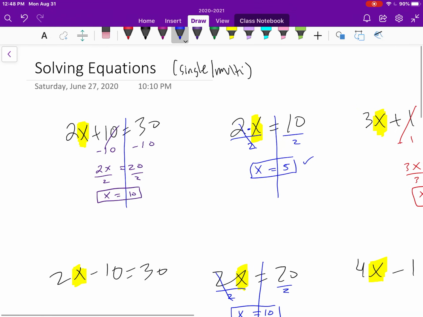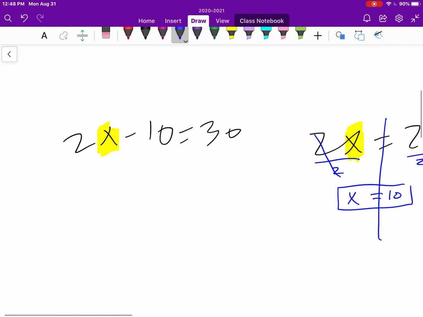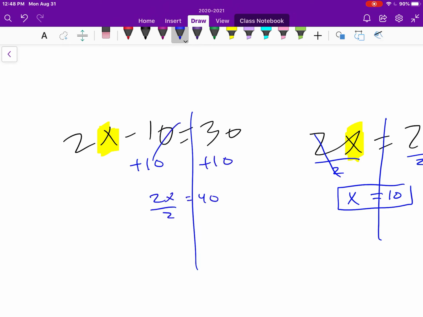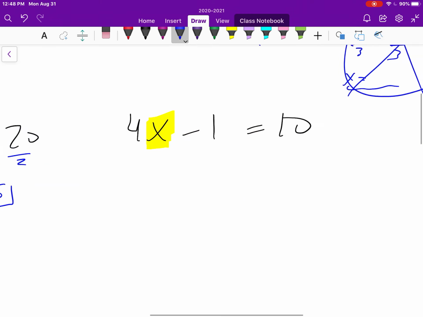Okay, so let's keep going. Another example. So go ahead and create the river. Add 10 on both sides. 2x equals 40. 40 divided by 2, x equals 20. And so there you go. Okay? That's the final answer for this one. So make the river, isolate the x, and then move your values.